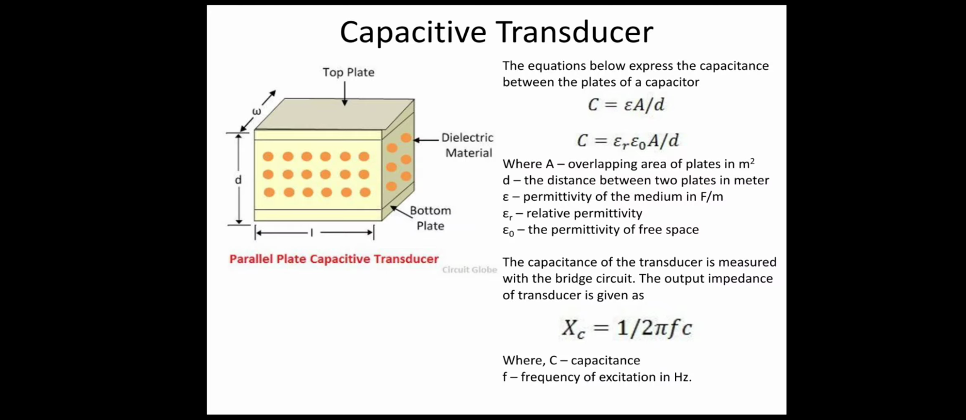The basic principle of the capacitor sensor is well known, but to understand the various modes of operation, consider a capacitance formed by two parallel plates separated by a dielectric. The capacitance between the plates is given by C equals epsilon r epsilon 0 A divided by D, where A is the area of the plate, D is the separation between the plates, epsilon r is the relative permittivity of the dielectric, and epsilon 0 is the absolute permittivity of free space or air, that is 8.854 into 10 raised to minus 12 farad per meter.